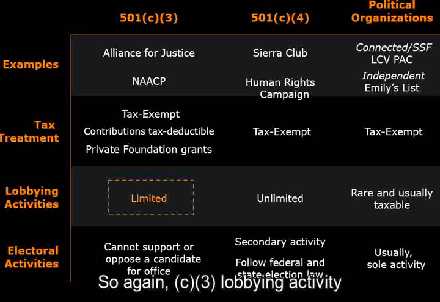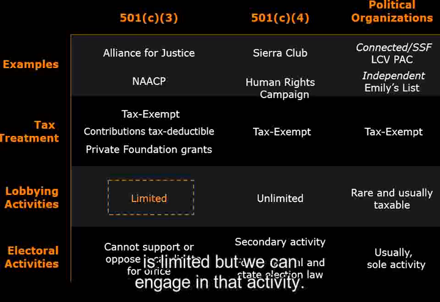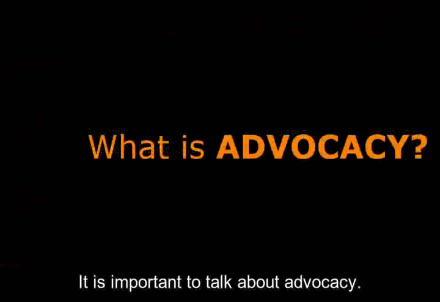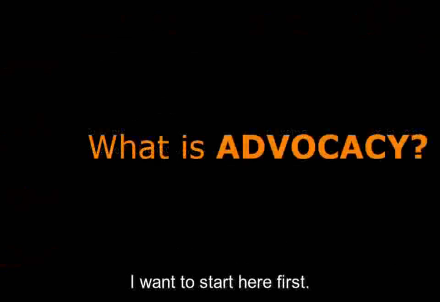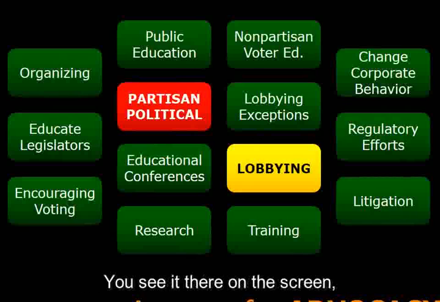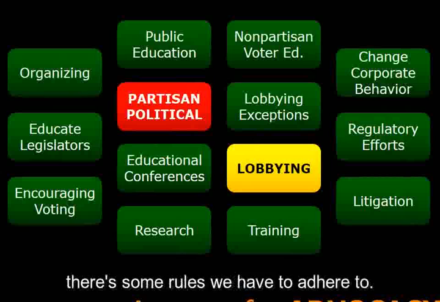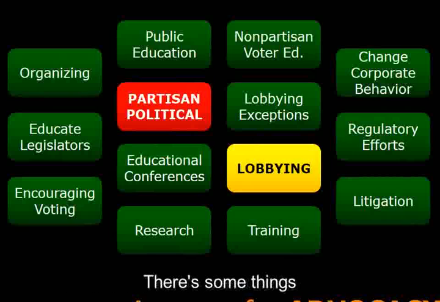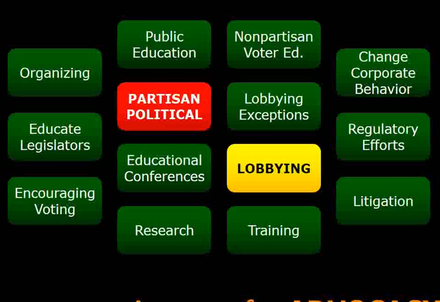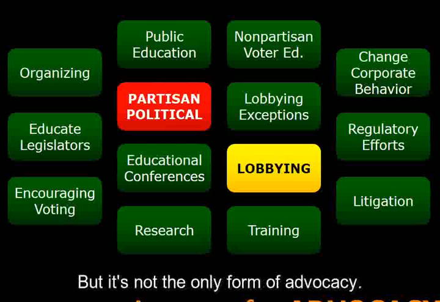So again, C3 lobbying activity is limited, but we can engage in that activity. So it's important to talk about advocacy. What is advocacy? I want to start here first. Lobbying, again, is a form of advocacy. You see it on the screen in yellow, and the reason is there are some rules we have to adhere to. Because of the power that lobbying holds, there are some rules and limits that we have to keep in mind. But it's not the only form of advocacy.